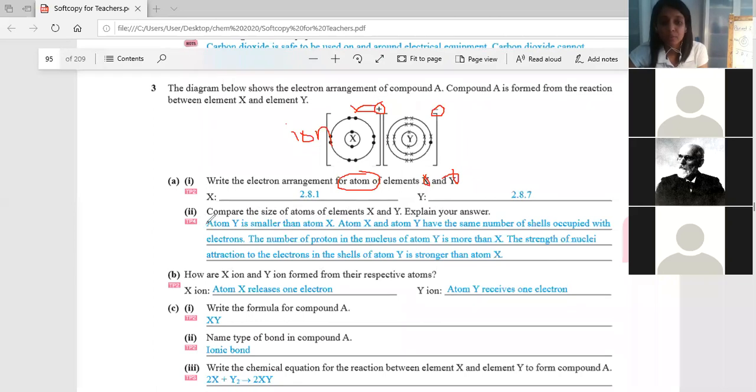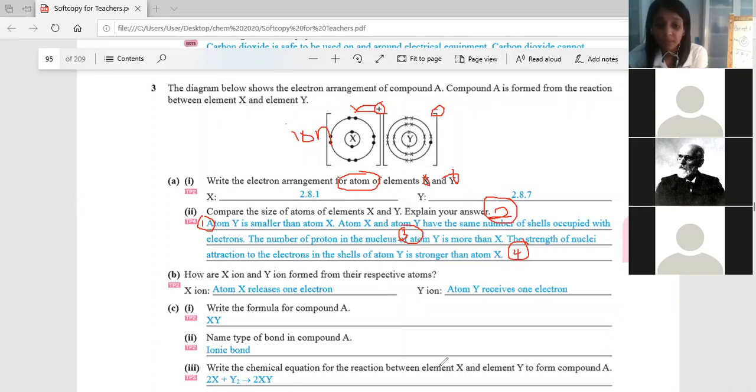So let's break up the answer into a few points. Number one, atom Y is smaller than atom X. Did y'all get that? Yes, sir. Point number two, atom X and Y have the same number of shells occupied with electrons. My third answer will be the number of protons in the nucleus of atom Y is more than atom X. And the last one, the strength of the nucleus attraction to the electrons in the shell of atom Y is stronger than atom X. 4 points.